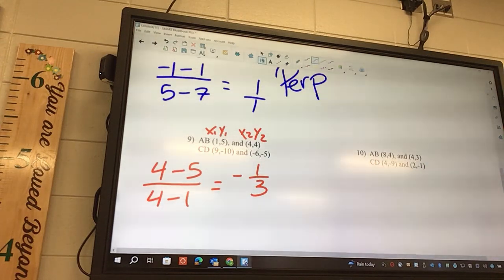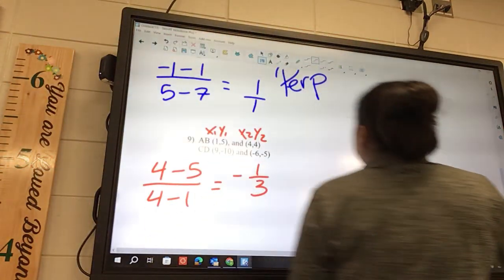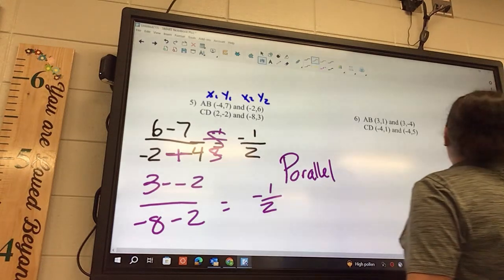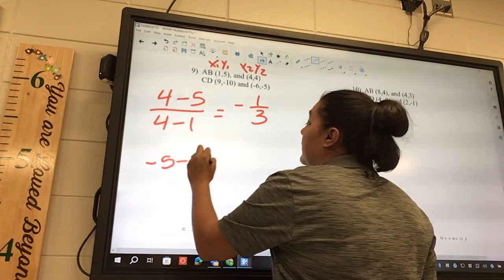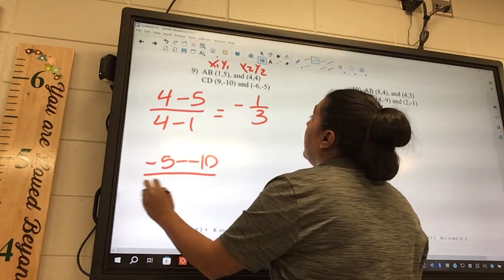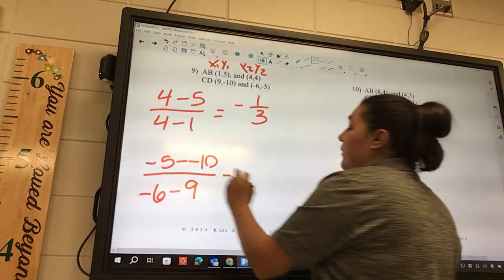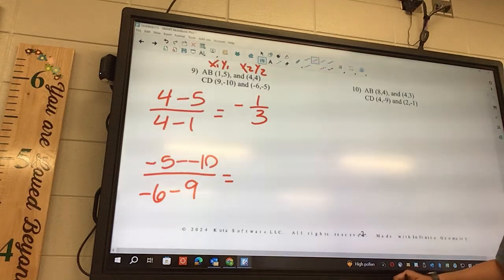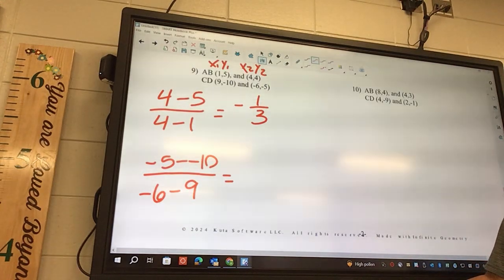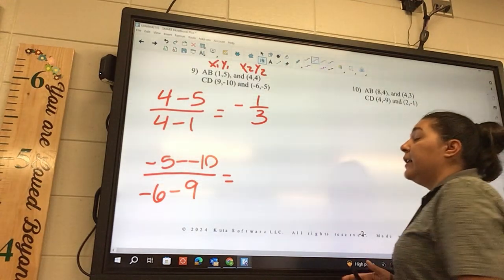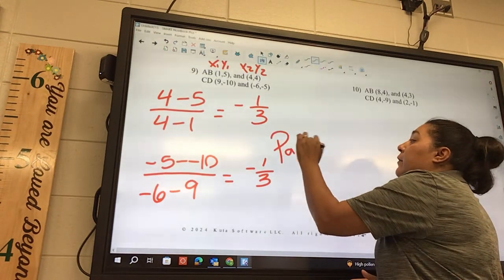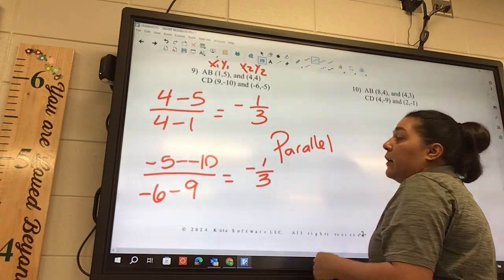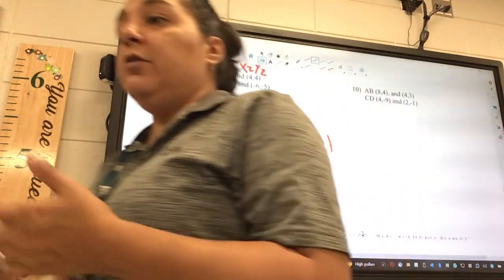Okay, and then the last one is gonna be -5 minus -10 over -6 minus 9. -1/3 is parallel. -1/3? Yeah. This is gonna be parallel. Okay, you guys got 5 to do on your own. I'll go through and get your 5.